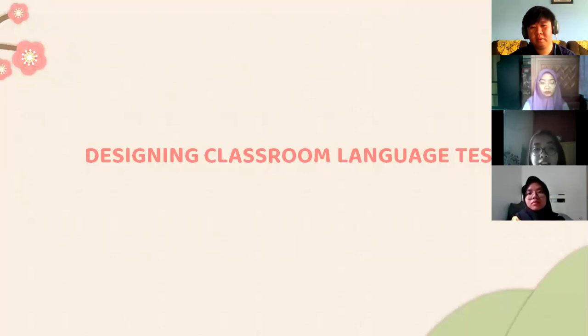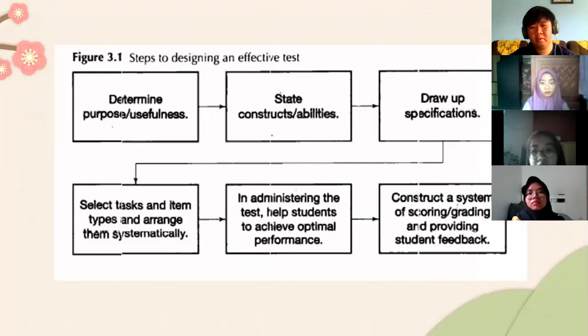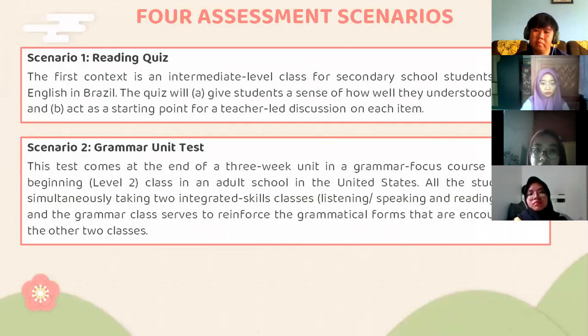Okay, next we come to the next topic. It's about designing classroom language tests. Actually, there are 6 steps to designing an effective test. The first is determining purposes, and then stating the constructs or abilities, drawing up specifications, selecting tasks and item types, and arranging them systematically. The next is administering the test, and the last is scoring, grading, and providing student feedback.